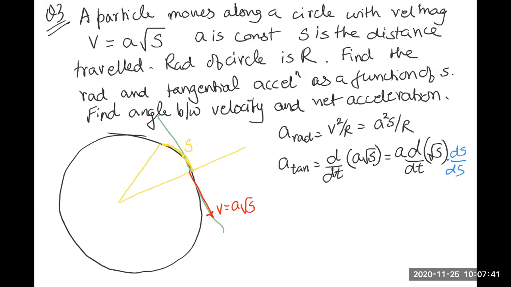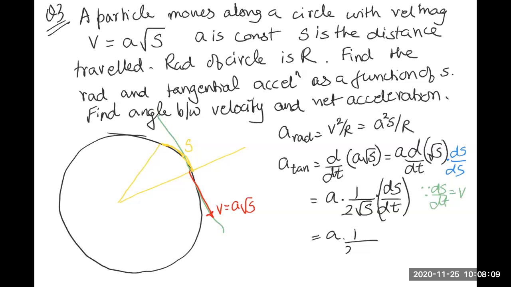So when you do this, when you calculate, you will get a into 1 by 2 root s into ds by dt. Right? Now notice what is happening. ds by dt is nothing but v, right? So since ds by dt is equal to v, we get a into 1 by 2 root s into v, but a into 1 by 2 root s into v is equal to v. तो a root s, v तो दिया हुआ है हमको a root s, तो ये root s और root s कैंसिल हो जाएगा और मेरे को मिलेगा a square by 2.